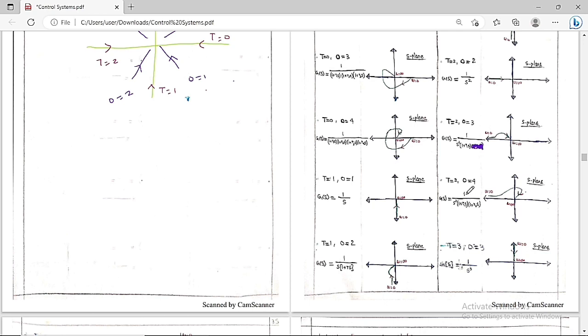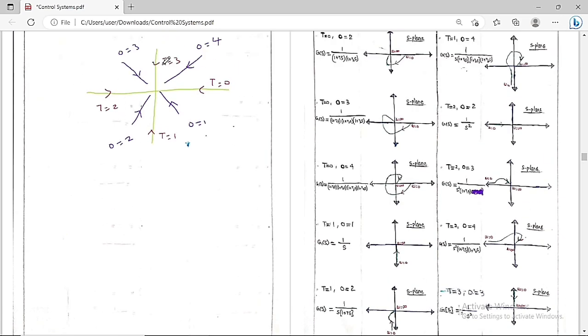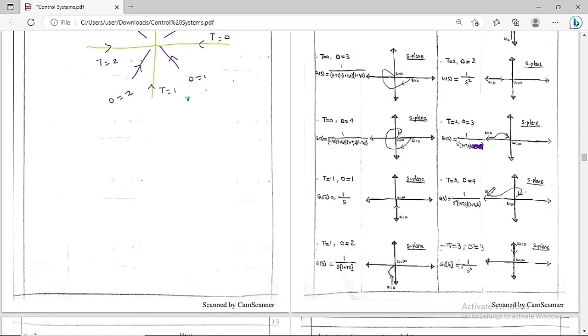And what is the order of the system? The highest power in the characteristic equation is the order of the system. The characteristic equation is 1 plus G(s)H(s) is equal to 0. The highest power is 4. So the order of the system is equal to 4. Now if you want to draw the polar plot for this open loop transfer function, the initial point is the type of system and the final point is the order of the system. So this is type 2 and order 4, and you are going to get it like this.